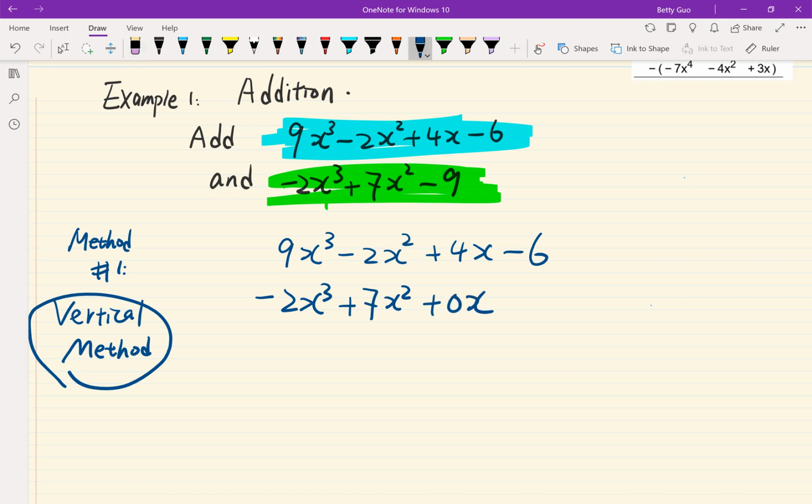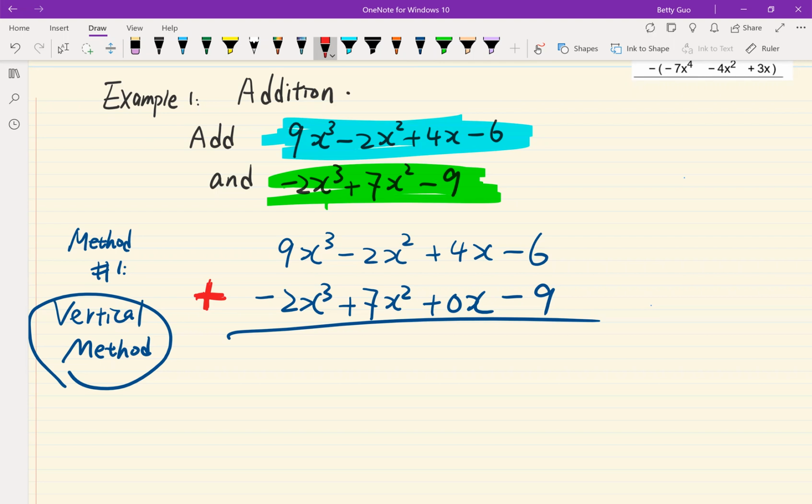Degree 1. So we make it 0 times x, right? Yeah, and then minus 9. So very important. When we apply the vertical method to add 2 polynomials together, we put them vertically. We need to make sure all the terms are like terms. All the like terms are aligned.